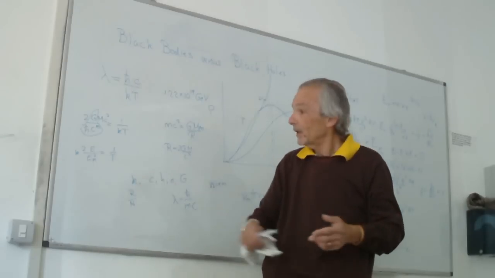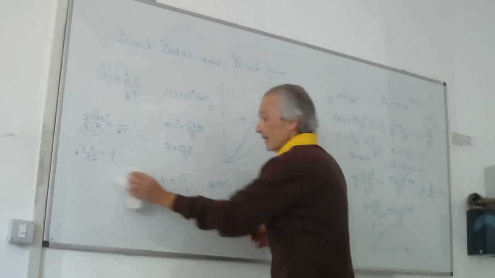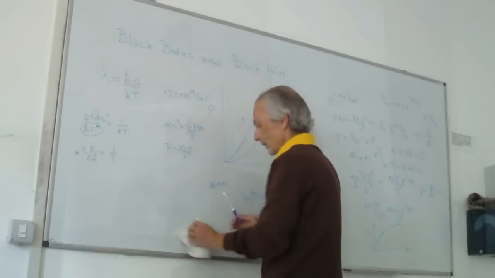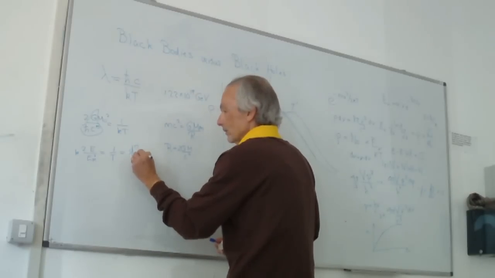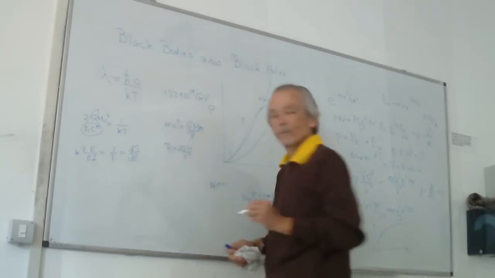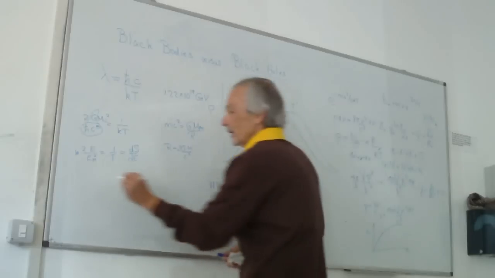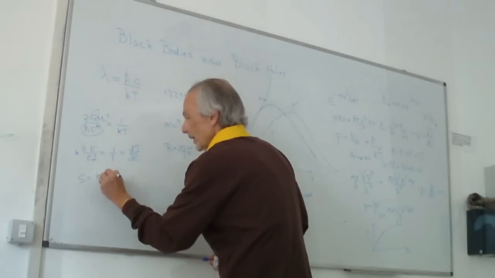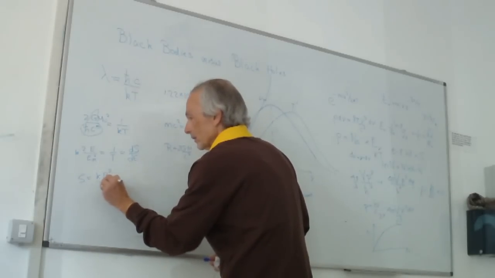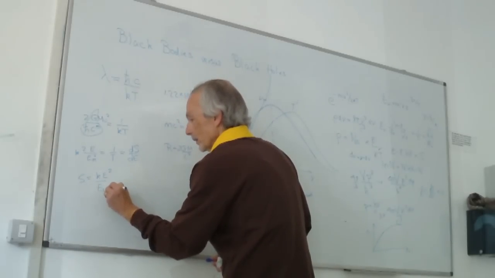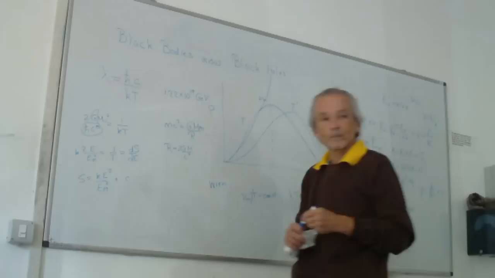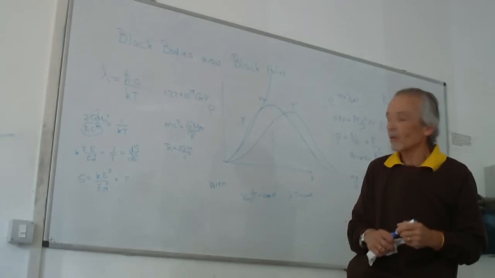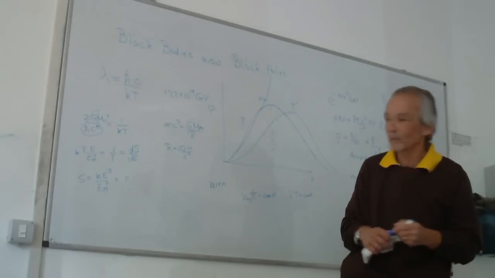Okay? Now, having said that, I can again apply the second law and come out with S is equal to k E squared, or E Planck squared, plus a constant. Okay? This is the so-called Bekenstein entropy.